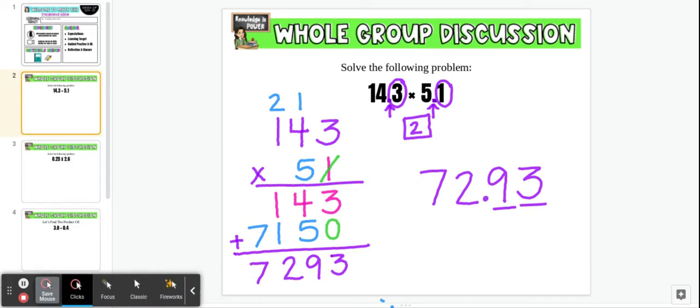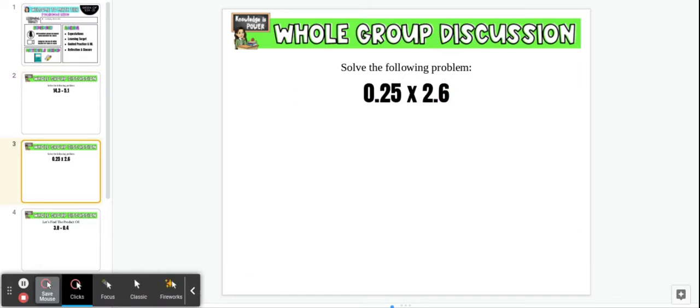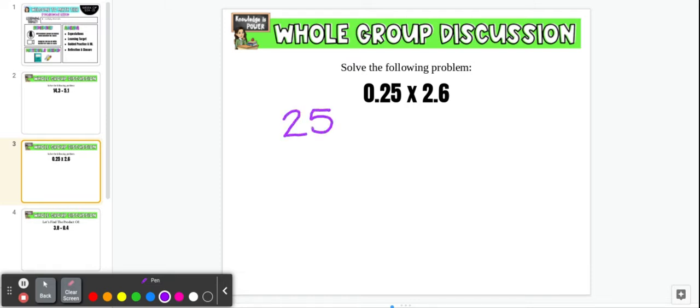So let's move on to the next one, and let's do the same thing using that strategy. Okay, so again, remember, I'm going to multiply these as if they were whole numbers. So 0 and 25 hundredths becomes 25, and 2 and 6/10 becomes 26. So I'm going to use those same colors again, just so you can see how I'm doing this. So we start with the 6. I'm going to multiply by every digit in the top.